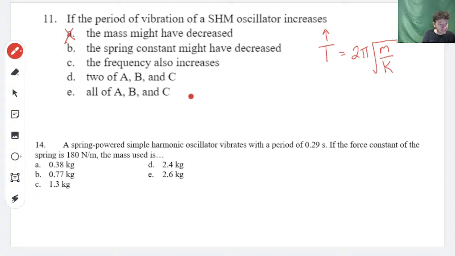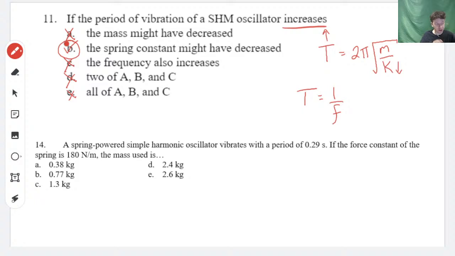The spring constant might have decreased. Yes, that's an inverse relationship. If k decreases, you can have period increase. So that's possible. The frequency also increases? Absolutely not. Period and frequency have an inverse relationship. If one increases, the other decreases. So that is a big no. Is it 2 of the above? No. Is it all of the above? No. So our answer is B.